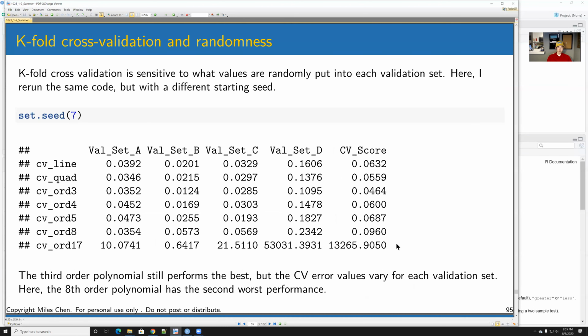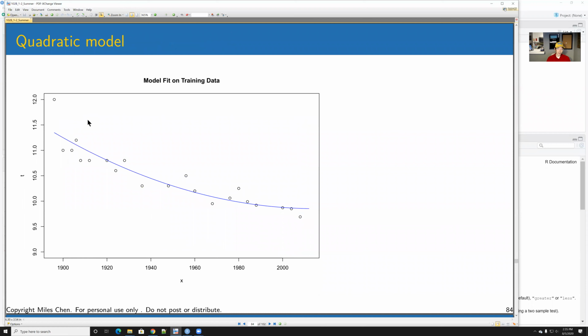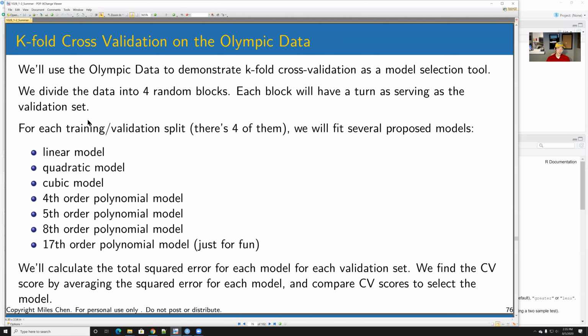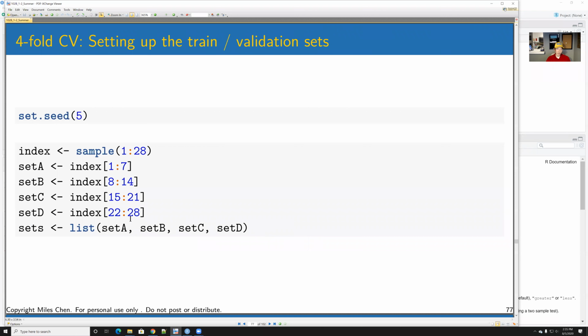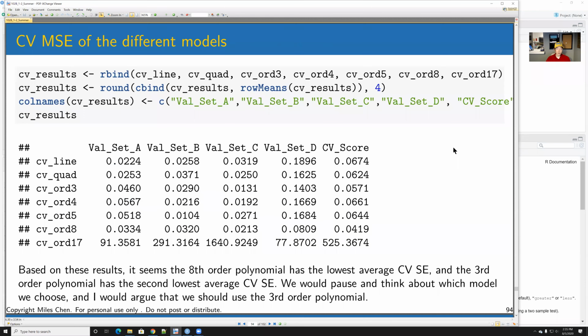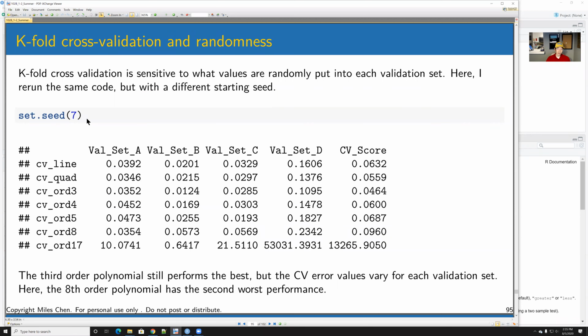And so if I tried a different random seed here, so back here when I split all the data into 4 different cross-validation sets, I used set seed 5. Now, when I try a different seed, okay, with a different starting seed, and I do this, now the 8th order polynomial does not perform well. It actually performs quite poorly compared to the others. And we can see the third order polynomial performs the best, okay?